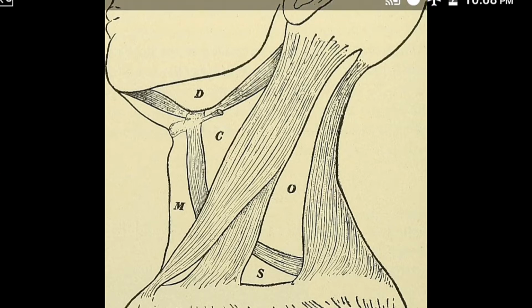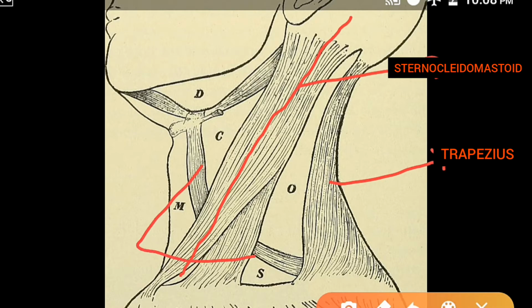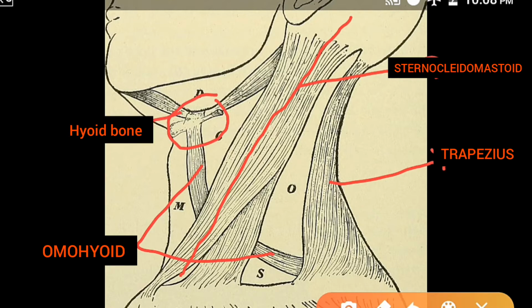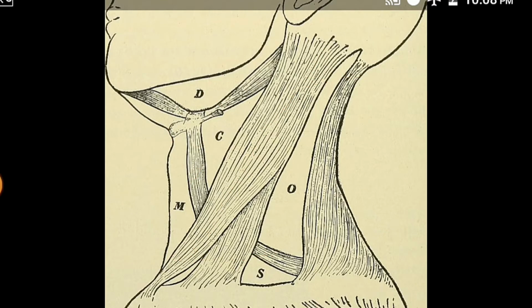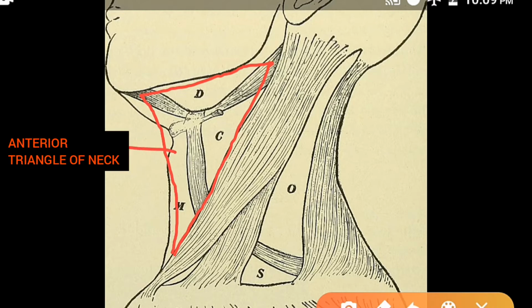So here we have the sternocleidomastoid muscle, and this runs all the way from the back of the head to here. And also we have the trapezius muscle, and this is called the omohyoid muscle, while the hyoid bone is here. These structures form the triangles of the neck. So this is the anterior triangle of the neck. As you can see here, this is a triangle-like structure, and it is on the anterior side of the neck, so this is called the anterior triangle of the neck.